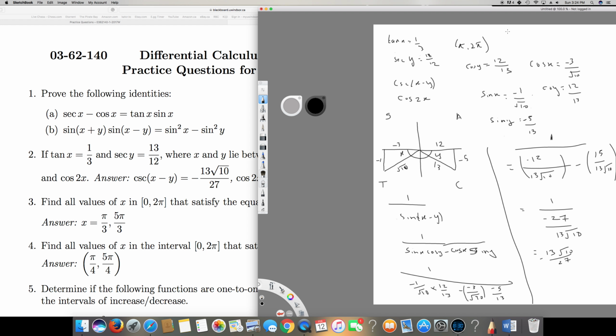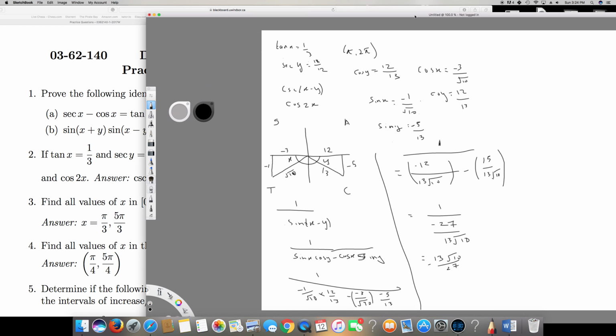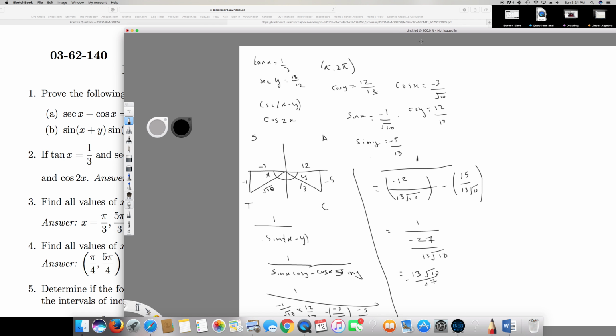And we are not done yet. This is one of the questions, and they have asked to find cos 2x. So cos 2x is expanded as cos square x minus sin square x. That's the basic trigonometric property, right? So cos 2x can be expanded as cos square x minus sin square x.